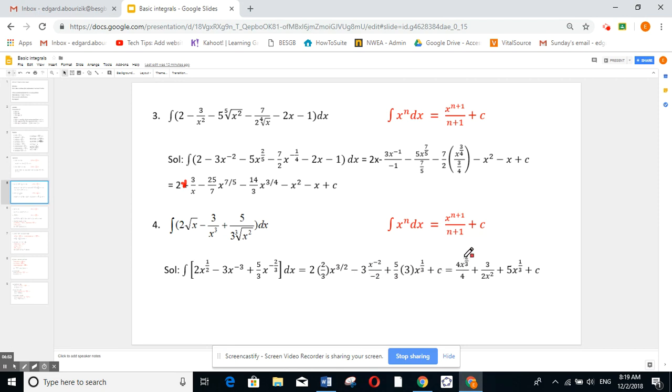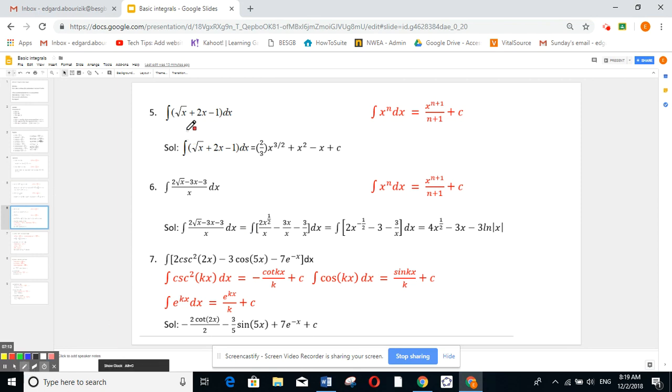Here 3 over 2, by the way, it's not 2 over 3. So corrected, please, here 3 over 2. Minus and minus, it's a plus, 3 over 2. Because I have x to the power minus 2, I take it up. 3 and 3 cancel out, so 5x to the power 1 over 3, plus c.